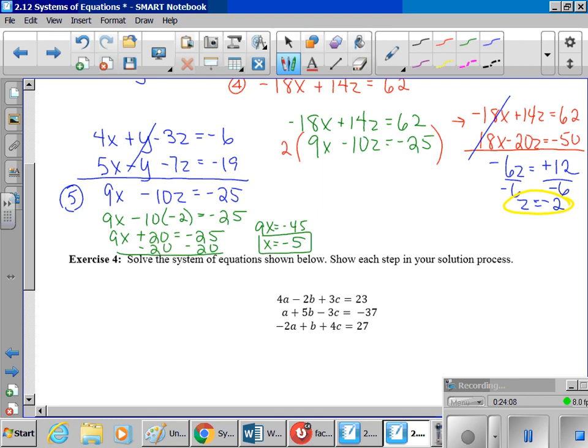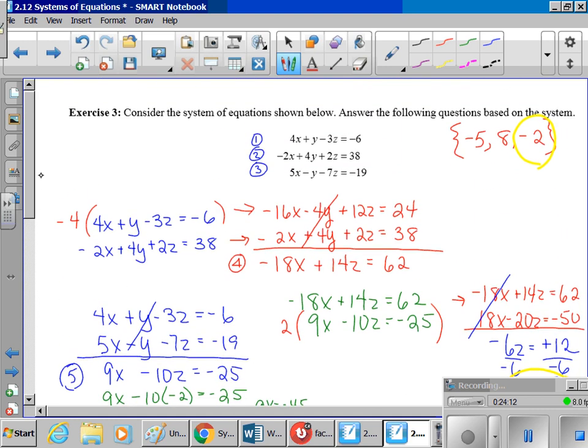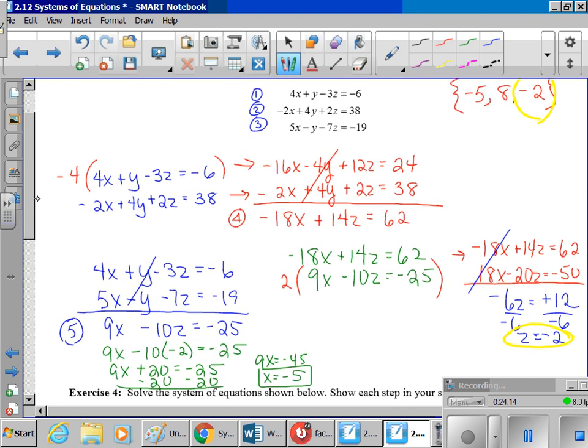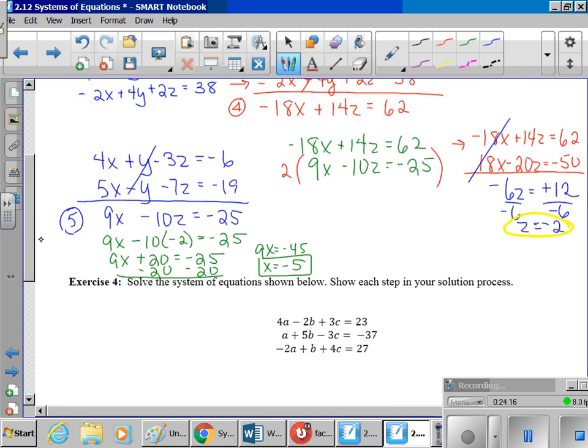So I have to go all the way to the top. Now remember, it's kind of like you go halfway to 4 or 5. Now you go all the way up to the top and use one of the top ones. So let's use the first one, which is 4x plus y minus 3z is equal to negative 6. And 4 times negative 5 plus y minus 3 times negative 2 equals negative 6.